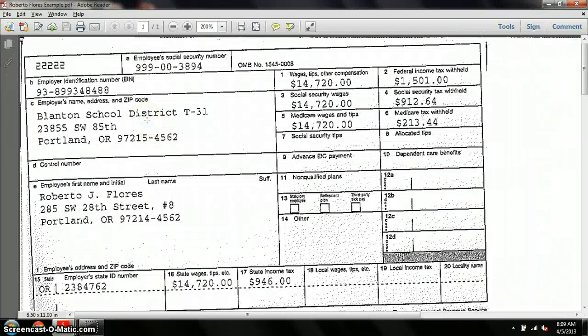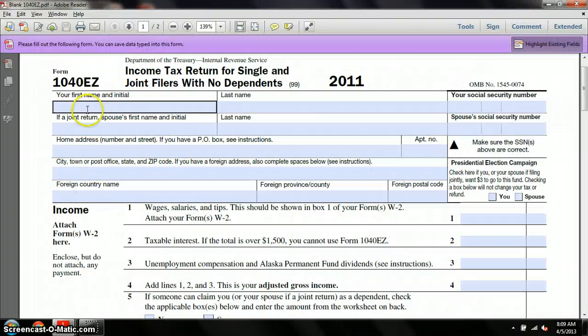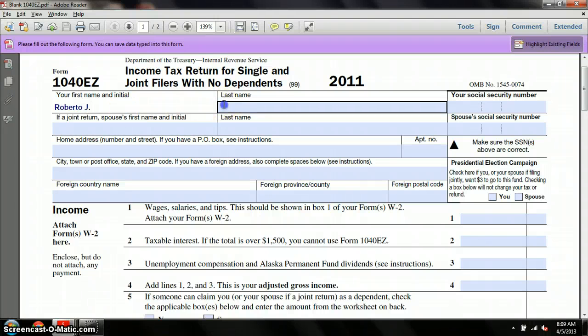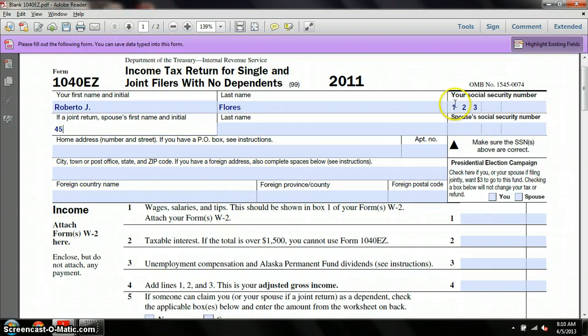So first off, we're going to pull our information here for our first section. Roberto J. Flores is his name. So obviously when you're filling this out for yourself, you're going to be using your information. Now for this class's purpose, we are going to just use 1, 2, 3, 4, 5, 6, 7, 8, 9 for our social security number.